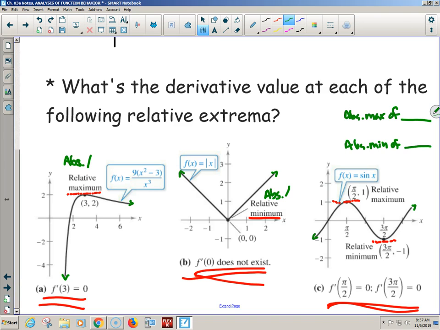Is there a highest that sine goes? Yes, and what is it? 1. Is there a lowest that sine goes? Yeah, negative 1. Where did you guys get confused? How many times does it happen?